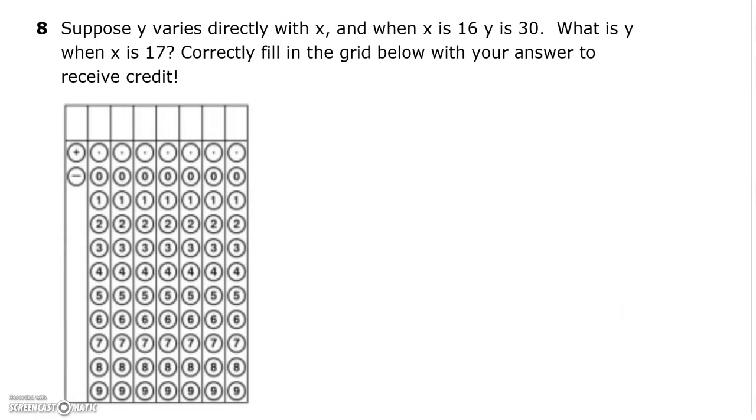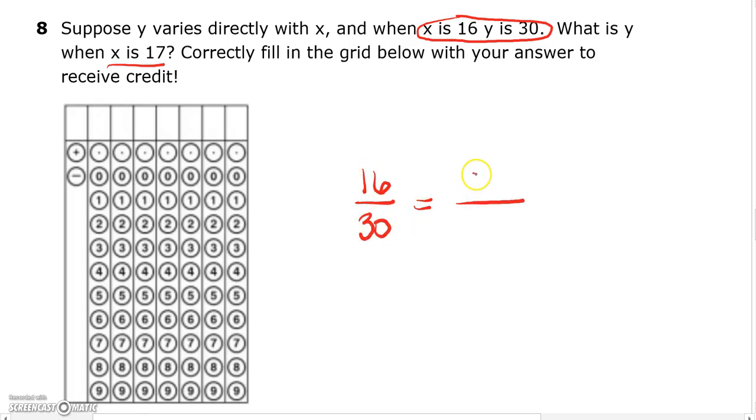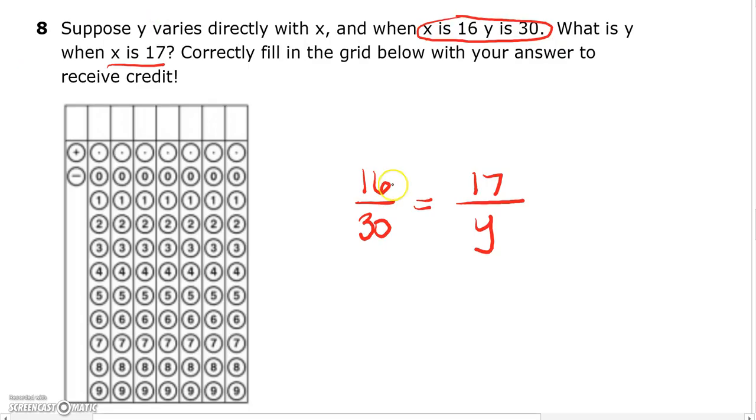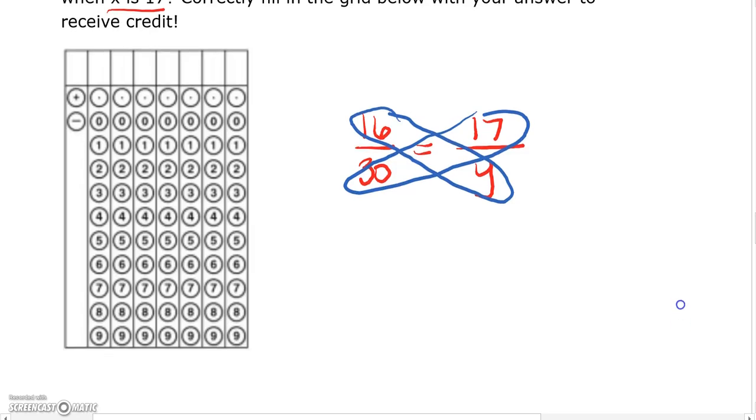Okay, suppose y varies directly with x, and when x is 16, y is 30. What is y when x is 17? So this one should have made a proportion. So when x is 16, y is 30. When x is 17, we don't know y. So now you have to cross multiply. And I'll let you do the rest.